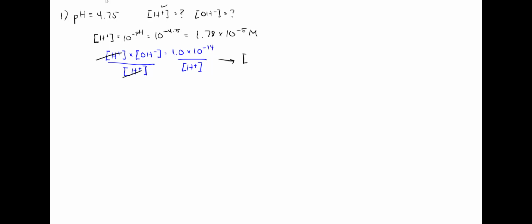The hydroxide concentration is equal to 1.0 times 10 to the negative 14 divided by the proton concentration. Well, we know the proton concentration. We just got that. So it's just a matter of putting these numbers in the calculator. So I have 1.0 times 10 to the negative 14 divided by 1.78 times 10 to the minus 5.